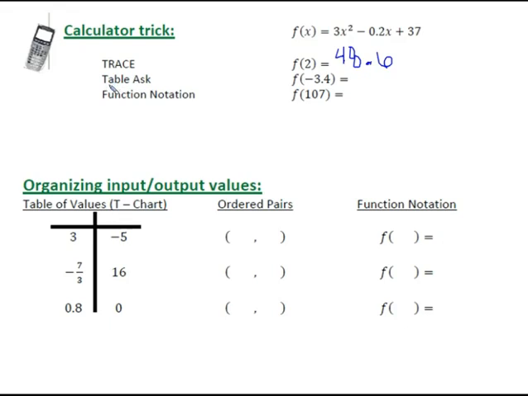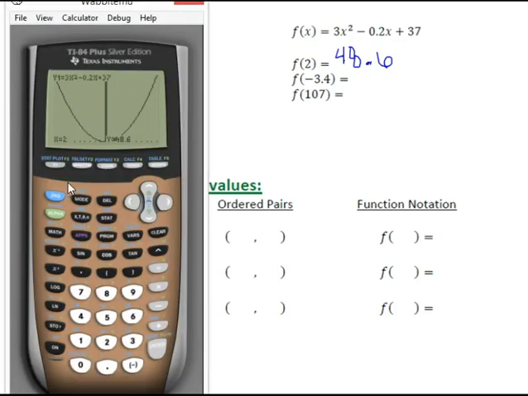Now the other thing we talked about was the table ask option. Looking at your calculator, if you hit table, you have to hit the blue button first to get there. This is what your table looks like. But if you specifically want to program in a number, if you want to ask the table for a specific value, you have to go to the table set option.